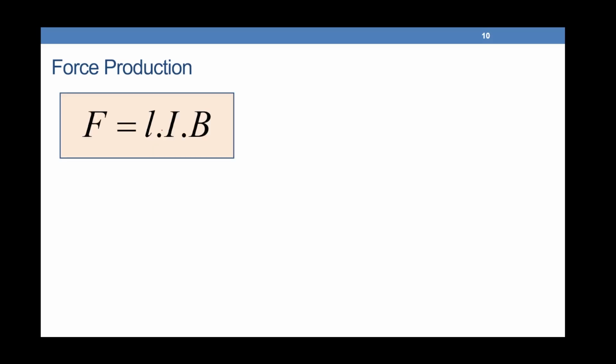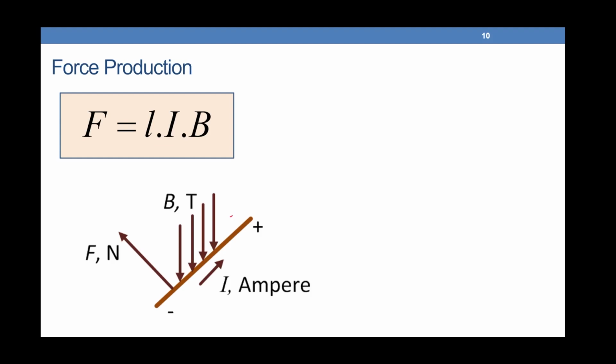What about the force? To calculate the force, we are going to follow the equation F equals LIB, where F is the force in Newton, L is the conductor length in meter, I is the current in ampere, and B is the flux density in Tesla or Weber per meter square. If we have the conductor with length L and we succeeded to push a current in this direction in ampere, and we apply a flux density B in Tesla, we have a force in Newton in this direction. So please note that they are perpendicular to each other.